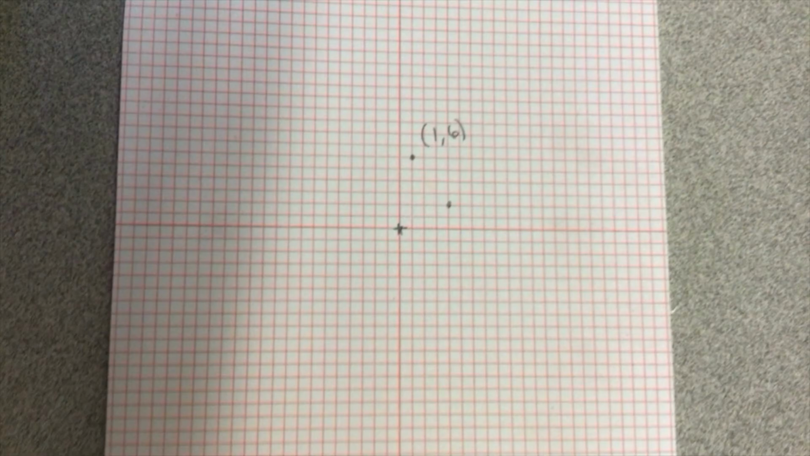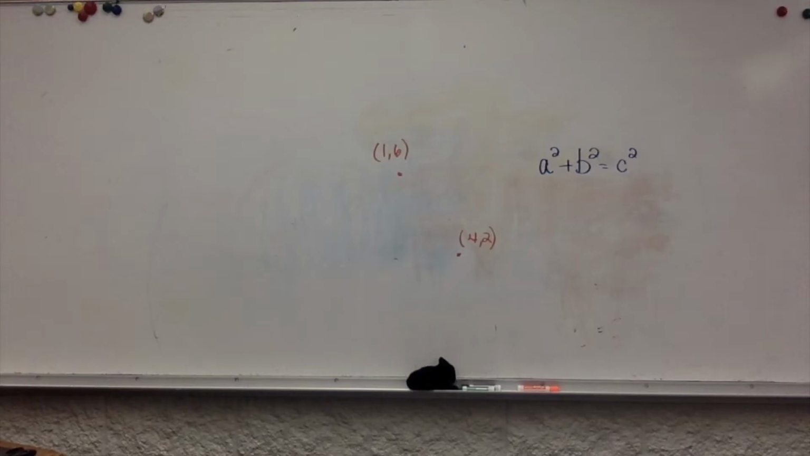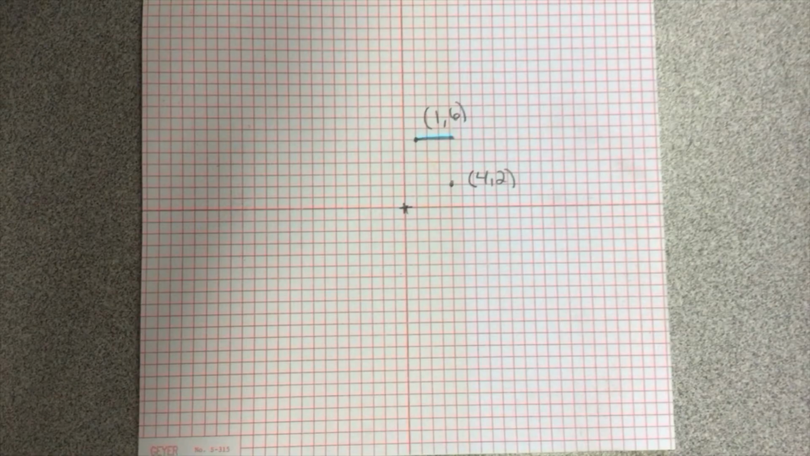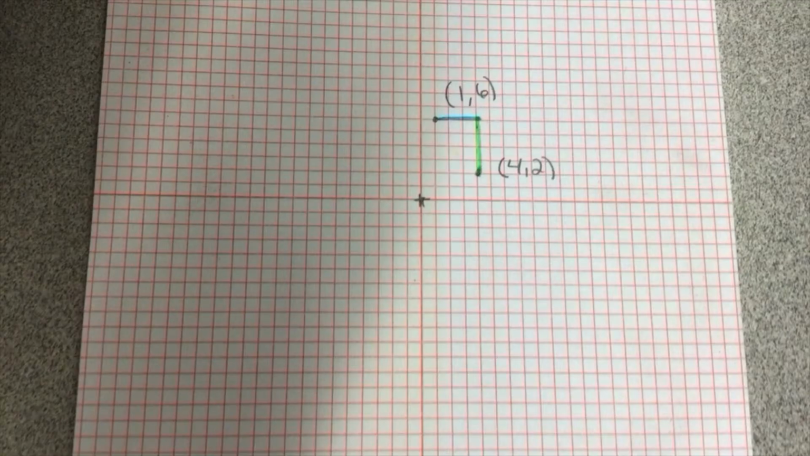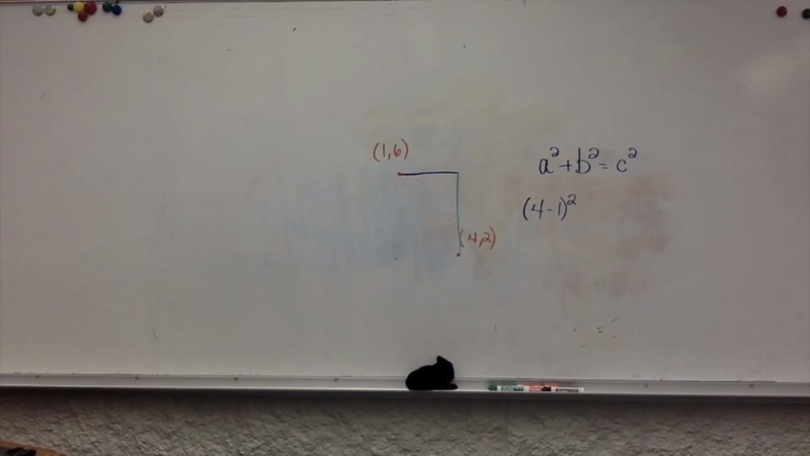We calculate the distance formula by figuring out how far left and right we go, and then how far up and down we go. So we have to go from 1 to 4, and then we have to go from 2 to 6. We get the distance from 1 to 4 by subtracting them, and the same thing from 2 to 6. We subtract them, and we just plug that in for a and b in the Pythagorean theorem.